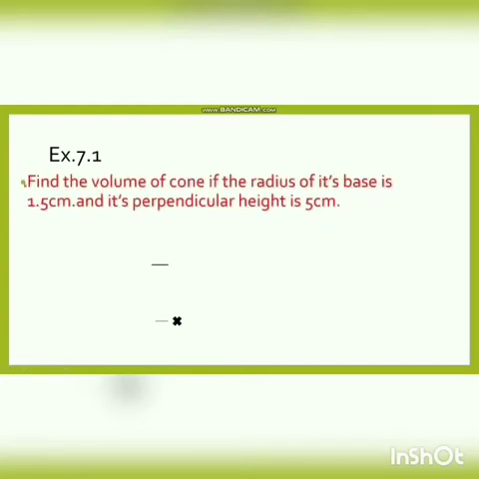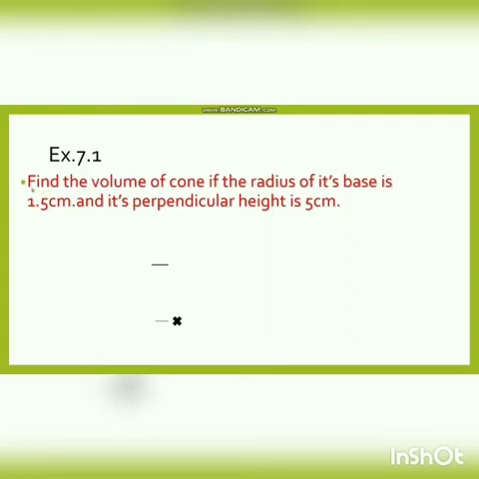This is all the formula of surface area and volume of the given three-dimensional figures. Now we are going to solve some examples on all these formulas of cube, cuboid, cylinder and cone, sphere, etc. Now see the exercise 7.1. Our first example you can see on the screen.